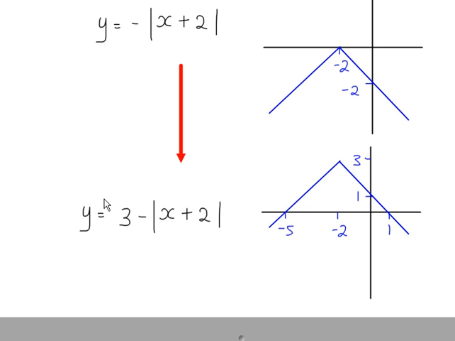Y equals 3 minus the modulus of x plus 2. So we're moving the graph up by 3 units. So the y coordinates here, the 0 and the minus 2, both of these increase by 3. So add 3 to these to get 3 and 1.